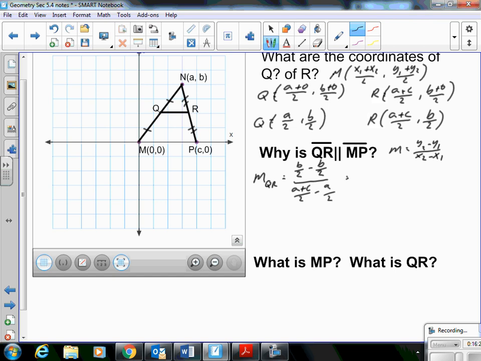Which b over 2 minus b over 2 is 0. A plus c over 2 minus a over 2, since they're both common denominators, a plus c minus a over 2, which technically would just be the a's canceling out. 0 over c over 2. It really doesn't matter because the top is 0. So 0 divided by anything is 0.